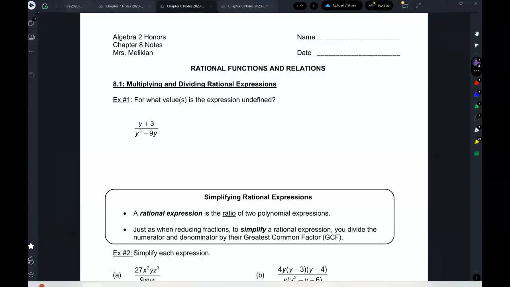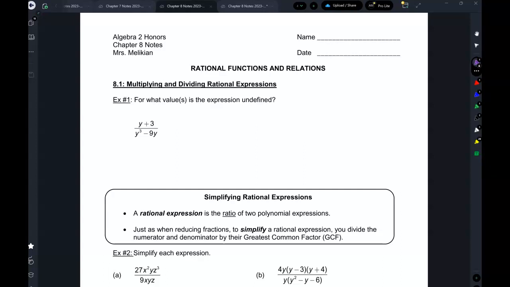So section 8.1 starts with talking about rational functions or rational expressions. So something like a rational number is something that could be written as a fraction, right? A rational expression is also something that could be written as a fraction.